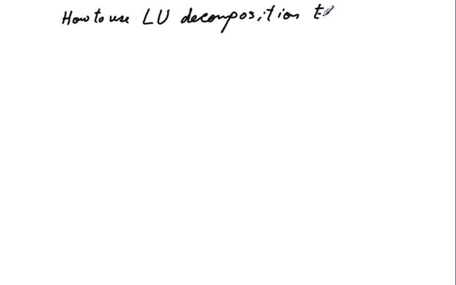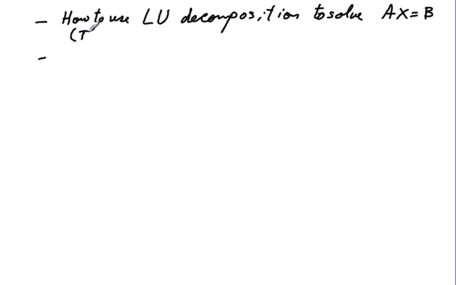So last time we talked about how to use LU decomposition to solve AX equal to B. Okay, so we did this. Now we want to know what to do if there are some permutations involved.